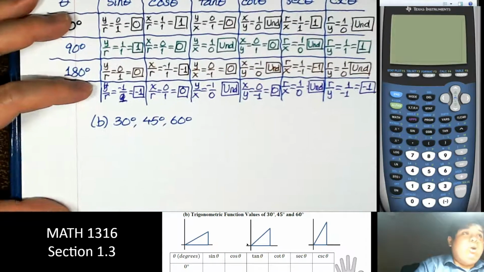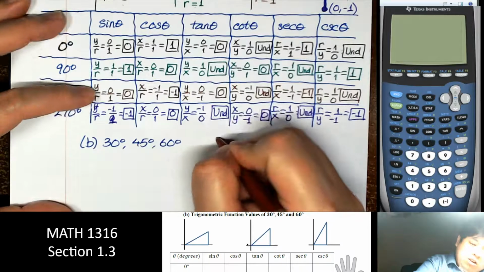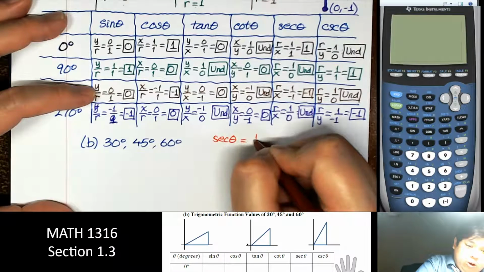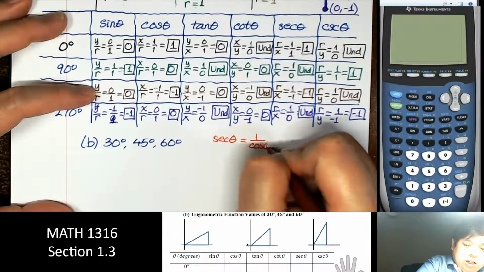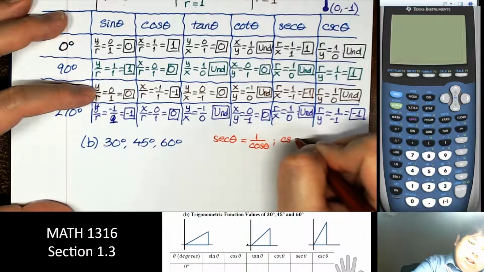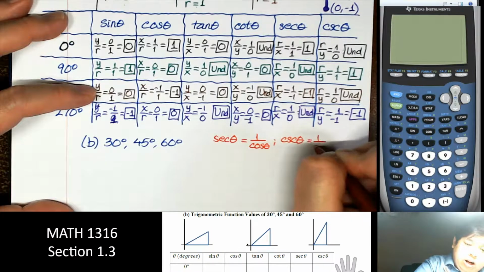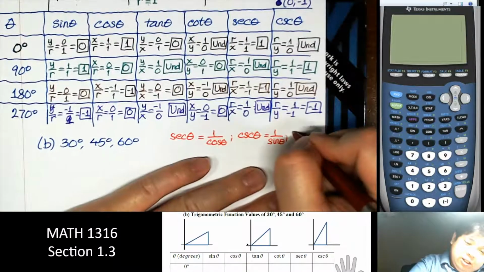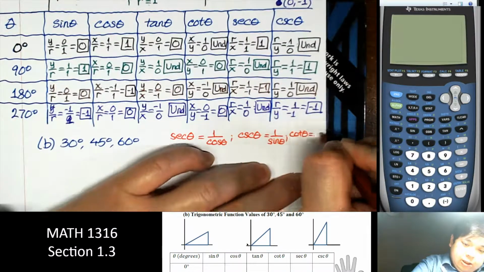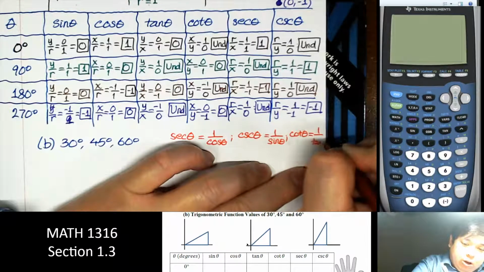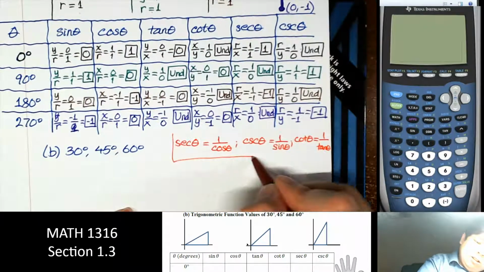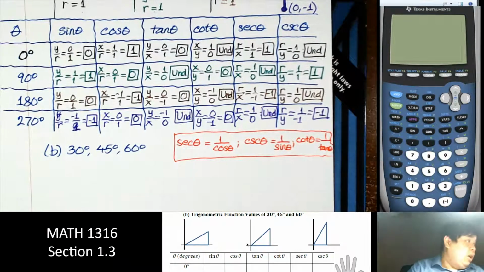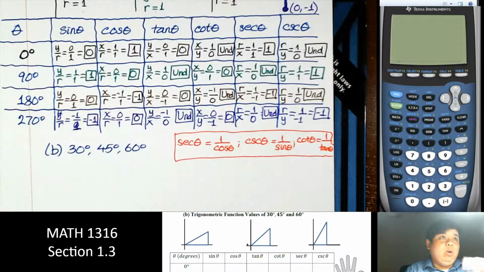So before we go any further, I just write this note. Secant is 1 over cosine, or reciprocal of cosine. Cosecant, reciprocal of sine. And cotangent, reciprocal of tangent. So reciprocal means we're going to just flip the fraction.